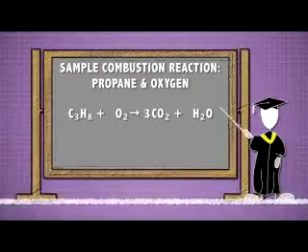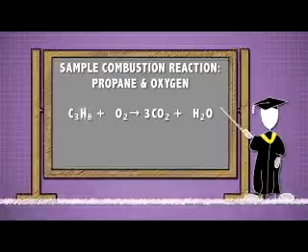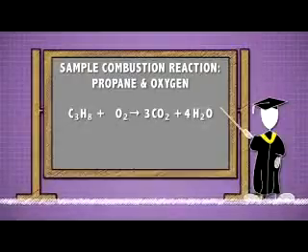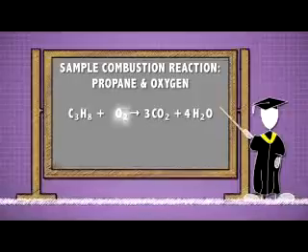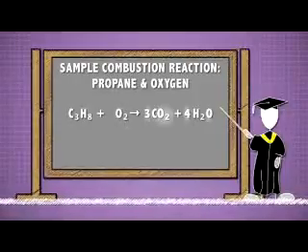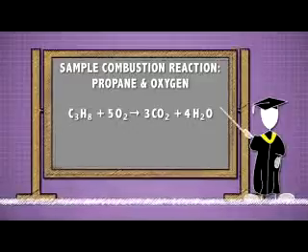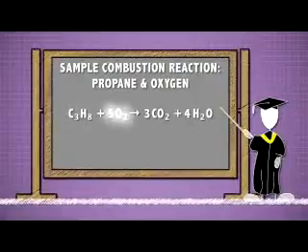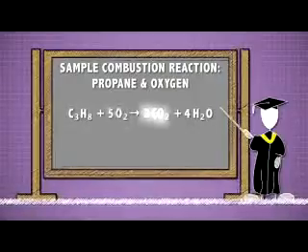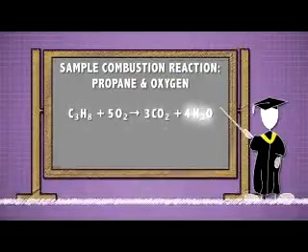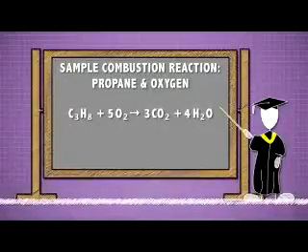Then we look at the hydrogen. There are 8 in our reactants and only 2 in our products, so we put a 4 in front of water. We have 2 oxygens in our reactants, but 10 oxygens in our products, so we put a 5 in front of O2 to balance the whole equation. A propane molecule plus 5 O2 molecules forms 3 CO2 molecules plus 4 H2O molecules.